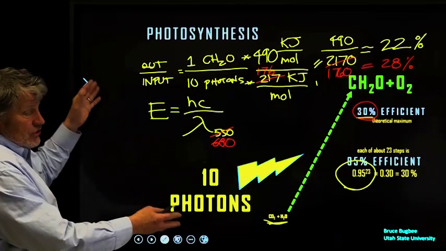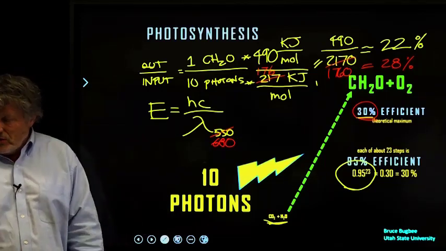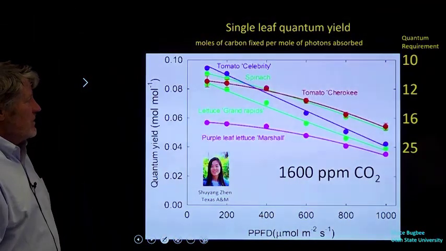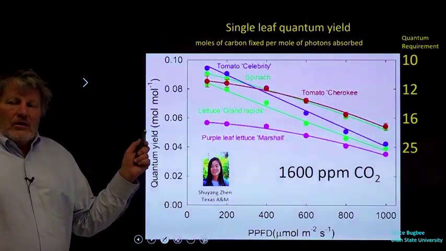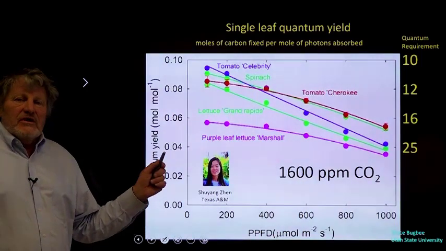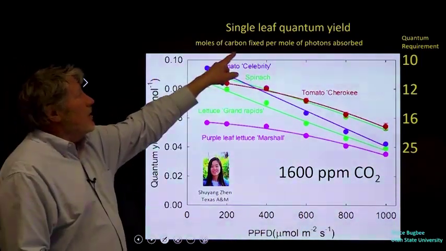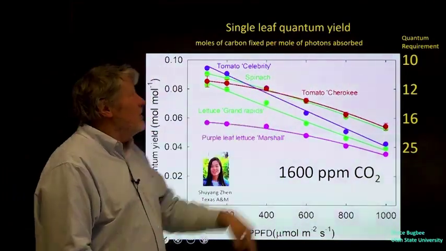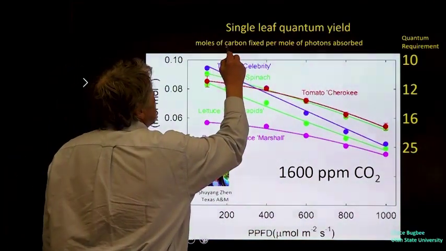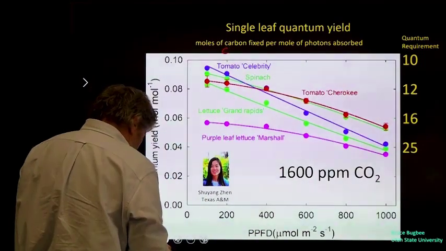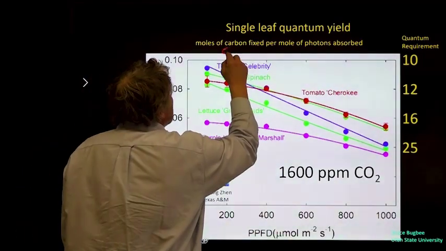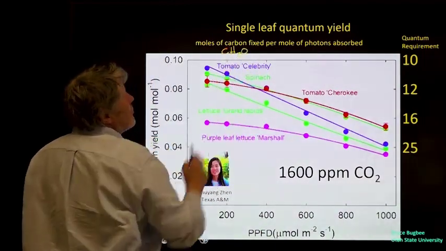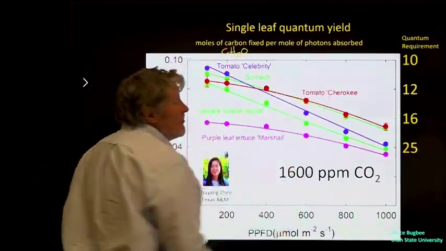Now this is the energy efficiency, and we want to know biomass. So let's take this another step. Quantum yield is moles of carbon fixed per mole of photons absorbed. And moles of carbon fixed, remember, is CH2O. That's 1 mole of carbon fixed, and here's the mole of photons absorbed.